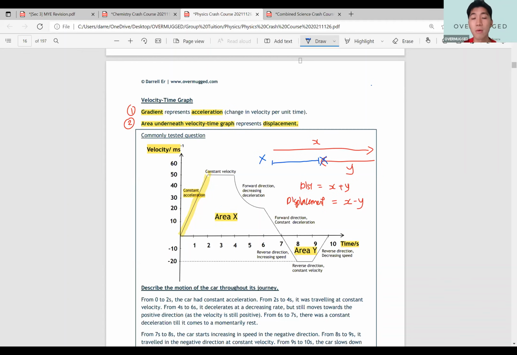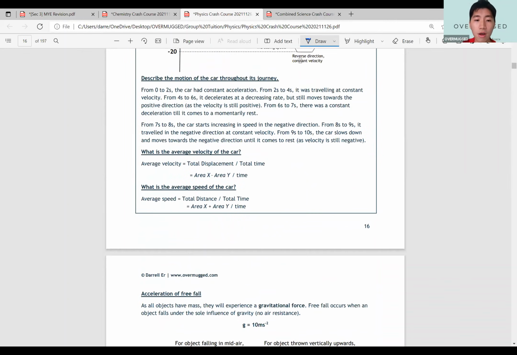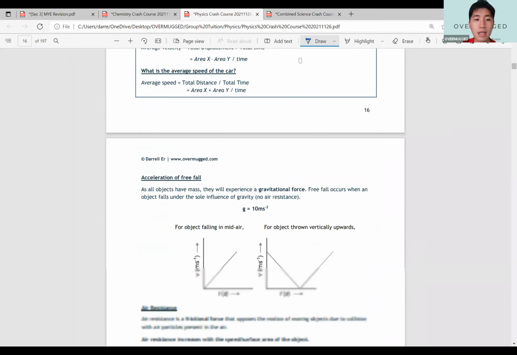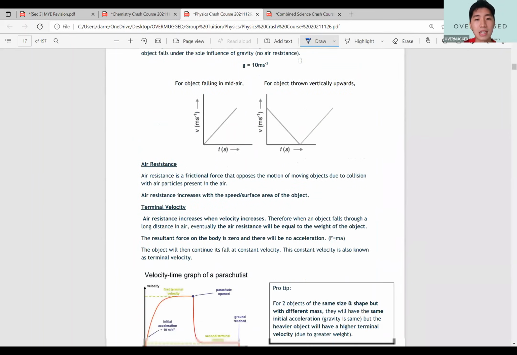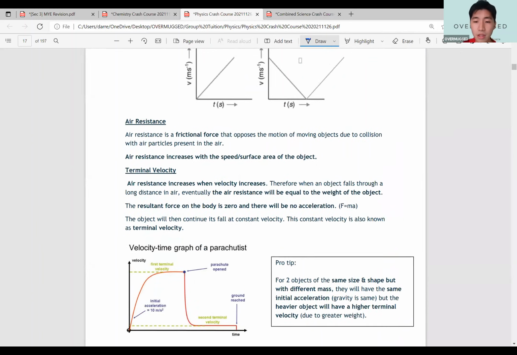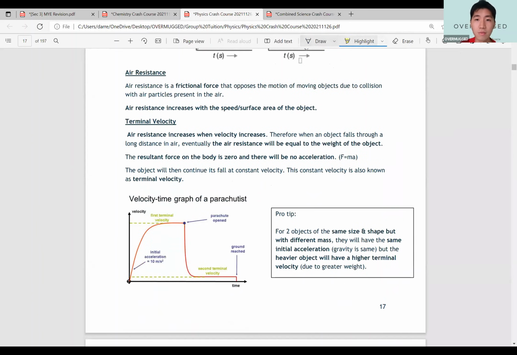I'll be showing you all some questions right after this. But before I move on to that, one final thing I'd like to address for kinematics is terminal velocity. For those of you who are tested on this, it would be for pure. For combined, there is no terminal velocity. So if you're taking pure, you need to be super aware. The answering technique here is super important.